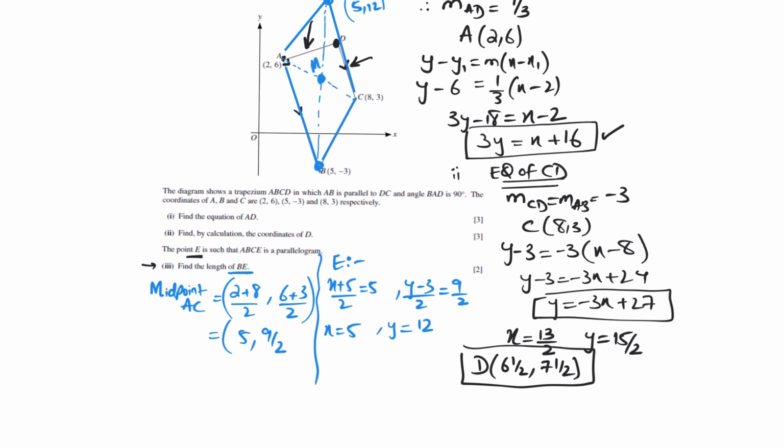The distance or the length of BE would be square root of (5 minus 5) the whole thing squared, plus (12 minus 3, 12 plus 3) the whole thing squared, and if you work it out you will get BE as 15 units.